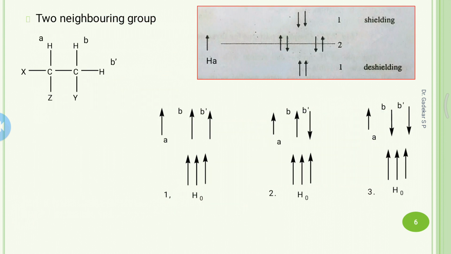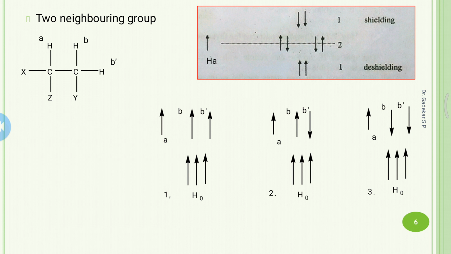Here are examples of two neighboring groups. Okay, so this example: the HA proton and its neighbors B and B dash, two neighboring groups. These molecules were placed in a PMR instrument and a magnetic field H0 was applied to produce two states: one is the de-shielding and another is the shielding.